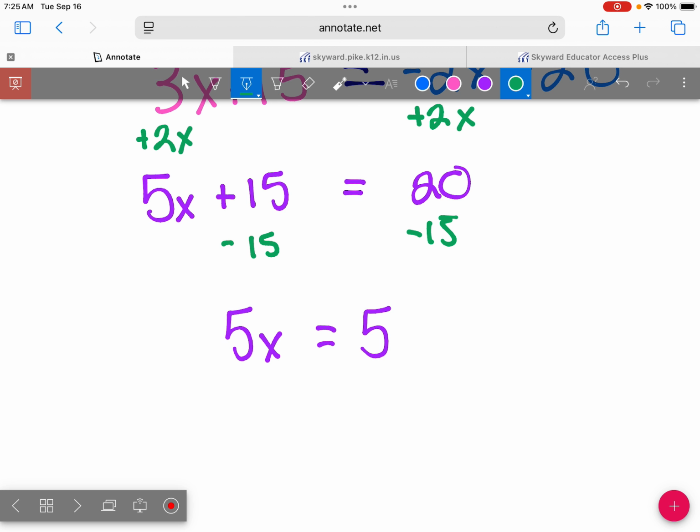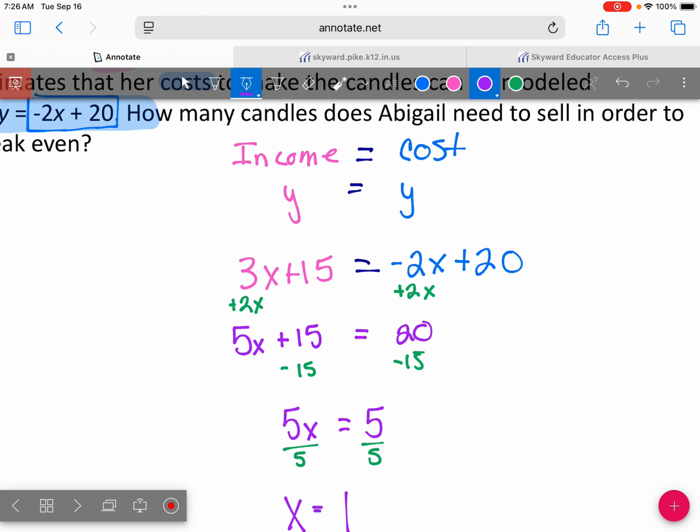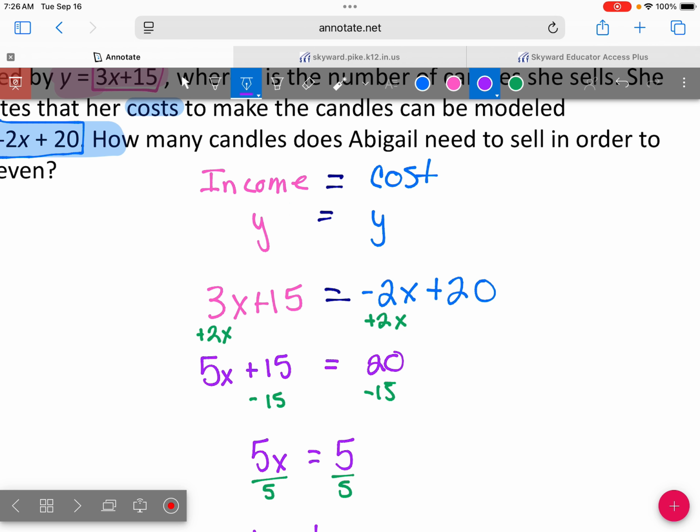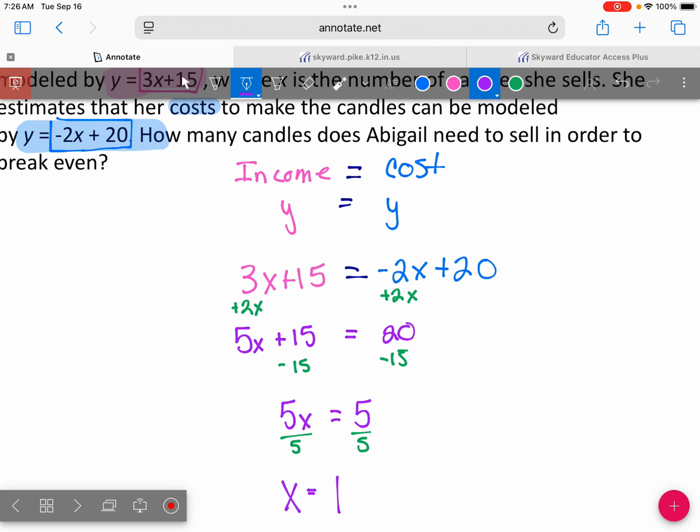What does x equal? What do we do? Divide by 5. So what does x equal? 1. So how many candles does she need to sell in order to break even? Just 1.